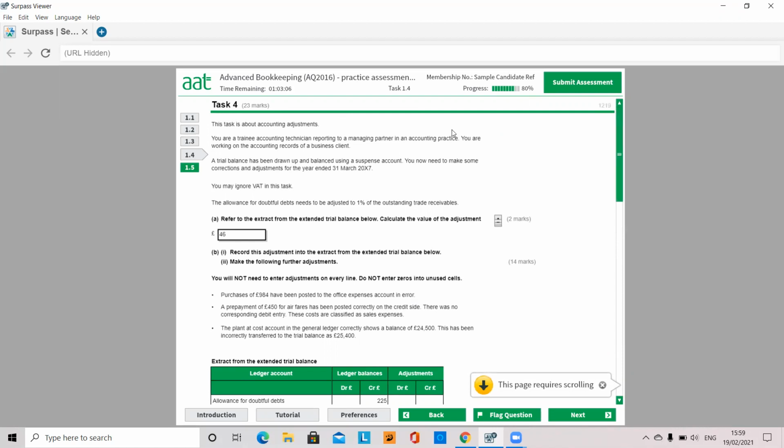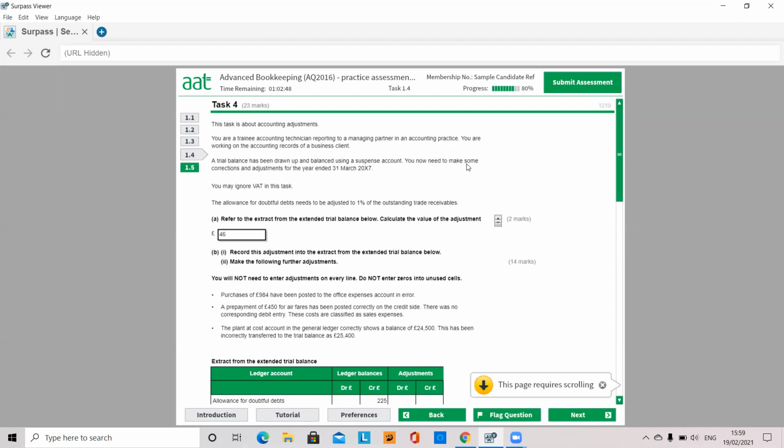It's up to you. So task 4, it said you are a trainee accounting technician reporting to the managing partner in your accounting practice. You work on the accounting records of a business client. A trial balance has been drawn up and there is a balance on a suspense account.